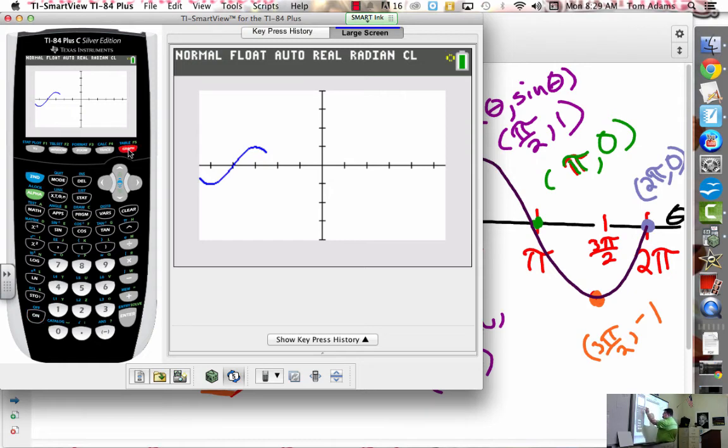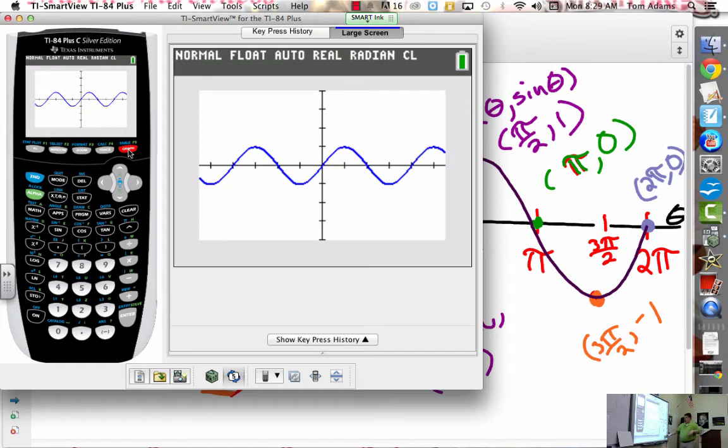Let's try graphing that one more time. There you go. Like that. That is the first of the three basic trig functions.